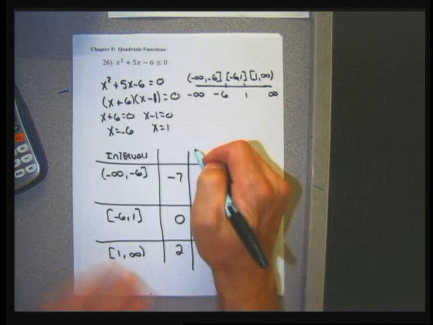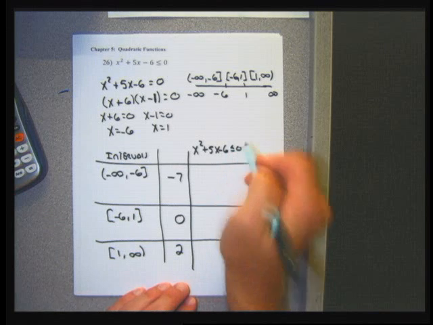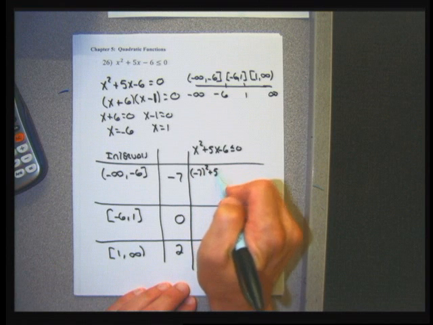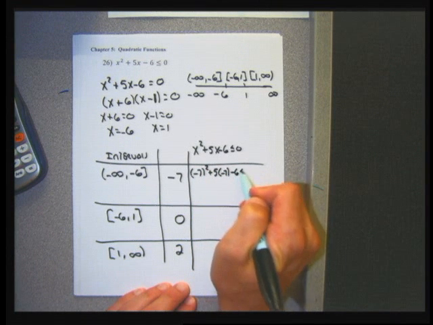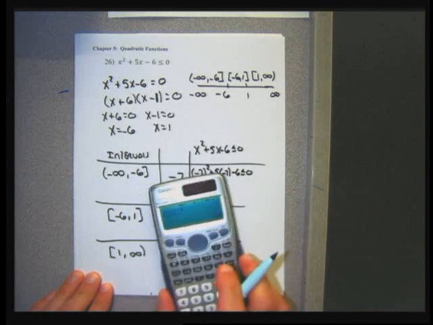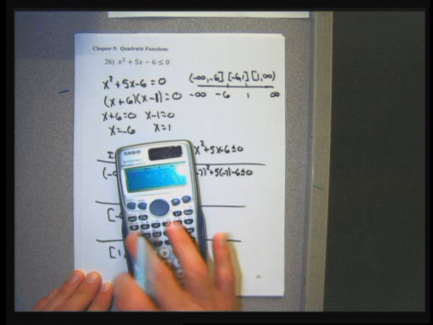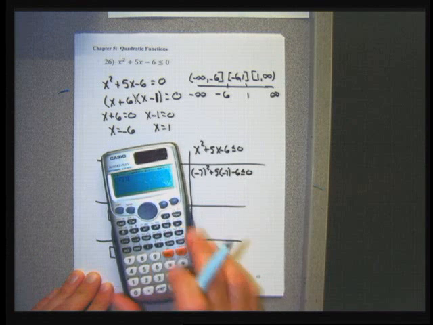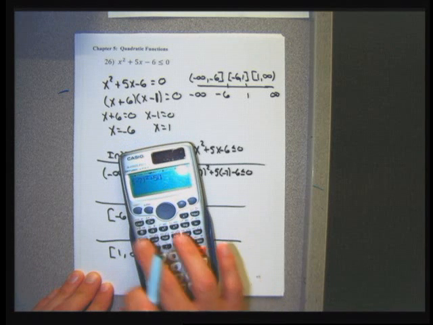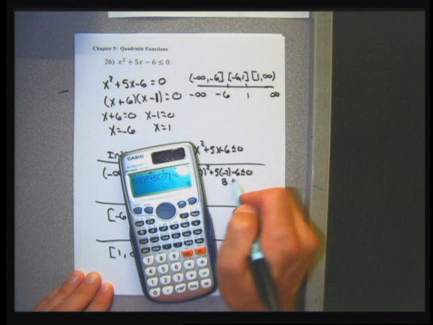And then I'm going to pull out the original problem. X squared plus 5x minus 6 is less than or equal to 0. For the first one, I'm going to go negative 7 squared plus 5 times negative 7 minus 6 is less than or equal to 0. Calculator time. So on my calculator, negative 7 squared plus 5 times negative 7 minus 6. This gives me 8 is less than or equal to 0.